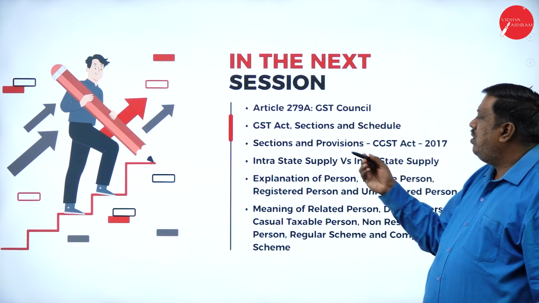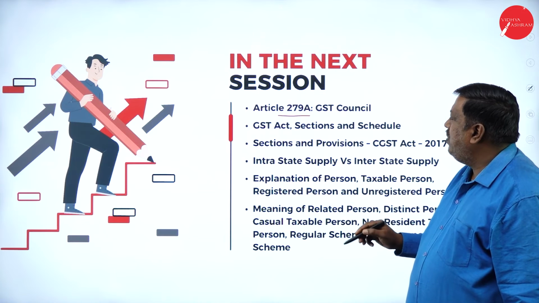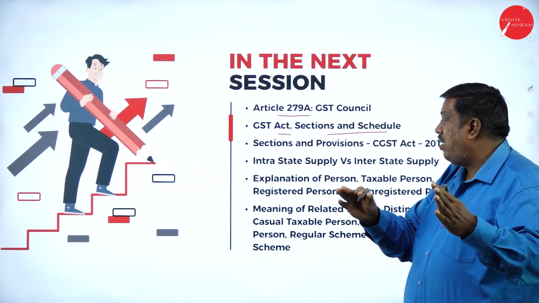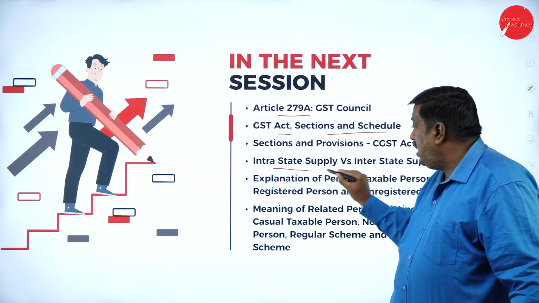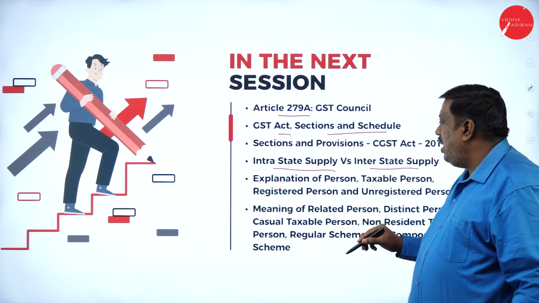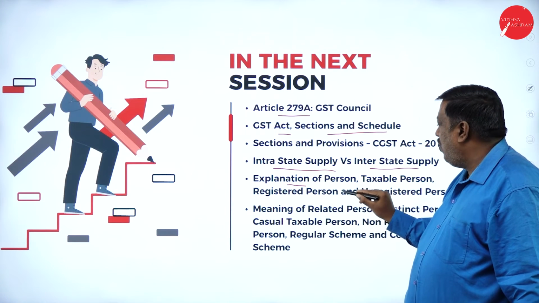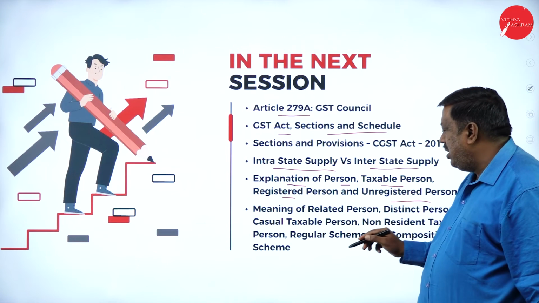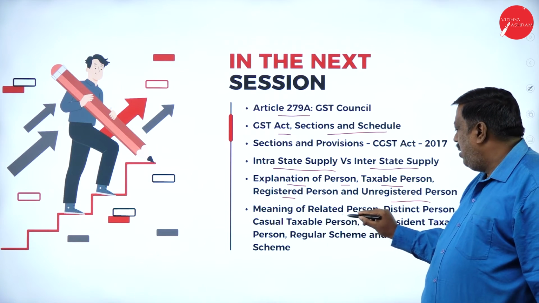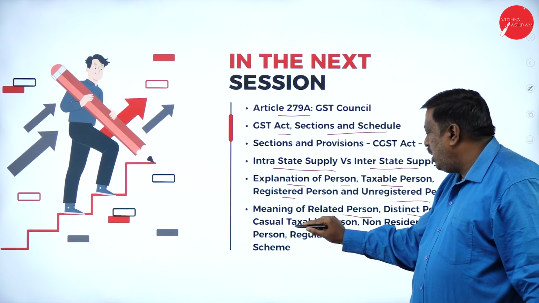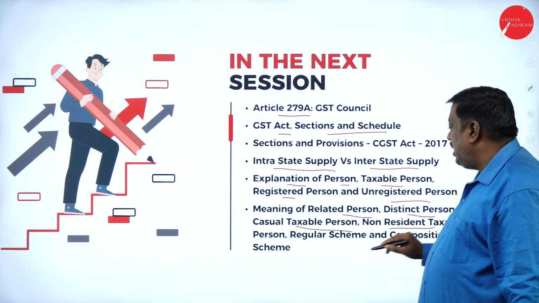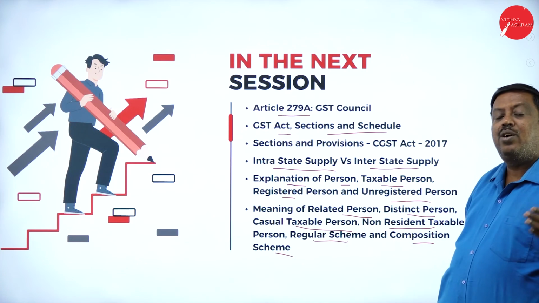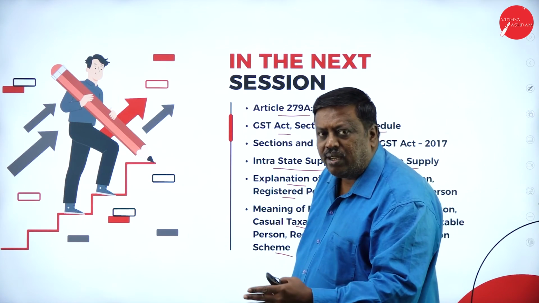In the upcoming session, we are going to discuss Article 279A and the GST Act, the sections and the schedules, intrastate supply and interstate supply. We are also going to discuss the explanation of person, taxable person, registered person and unregistered person, and the meaning of related person, distinct person, casual taxable person, non-resident taxable person, regular scheme and composition scheme. These topics we will discuss in our upcoming session.